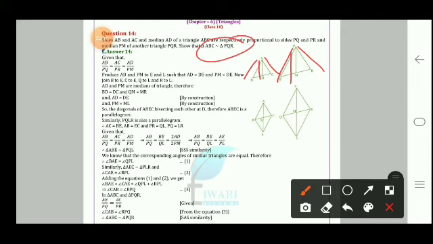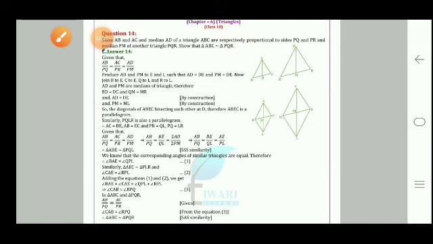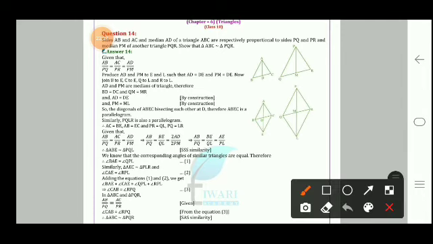So now both the triangles are given to us, and the sides are proportional. It is given that AB upon PQ is equal to AC upon PR is equal to AD upon PM. We produce AD and PM to E and L. Now we are doing the construction here, producing them in such a way that AD is equal to DE and PM is equal to ML.